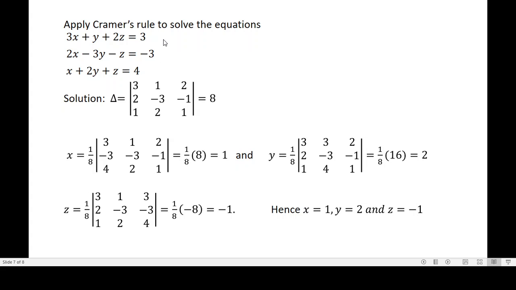Okay. So I hope you have understood Cramer's rule. This is one of the direct methods for finding the solution of simultaneous equations.